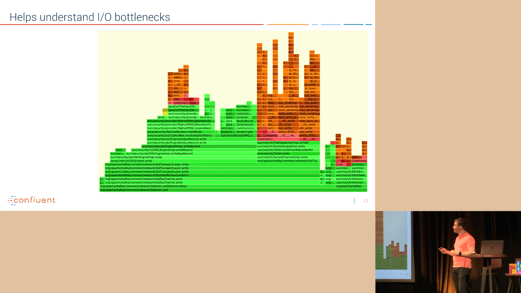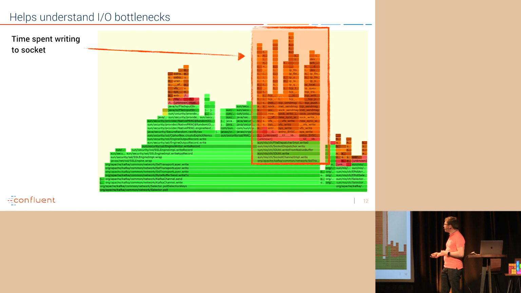The next thing is it helps you understand bottlenecks. So in this case, you can actually see all the way into the TCP stack and the kernel with the right kernel flags enabled. So this is the time we're actually spending writing to a socket during a Kafka Streams application, like sending the data.